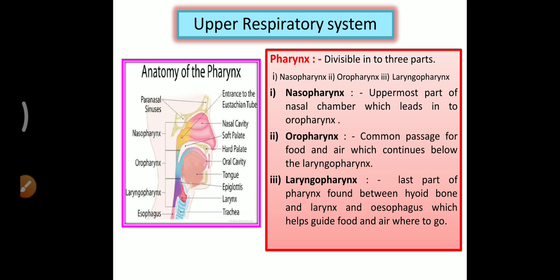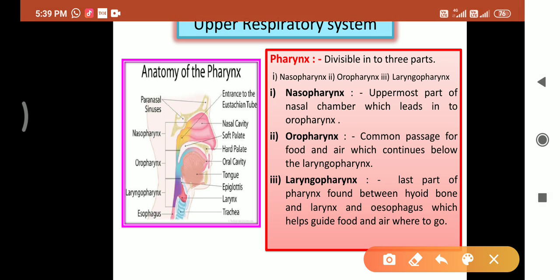So let's move on to the next slide, the upper respiratory system. The next part is the pharynx. In this picture you can see the anatomy of the pharynx. The pharynx is divided into three parts, according to position and function: the nasopharynx, oropharynx and laryngopharynx.